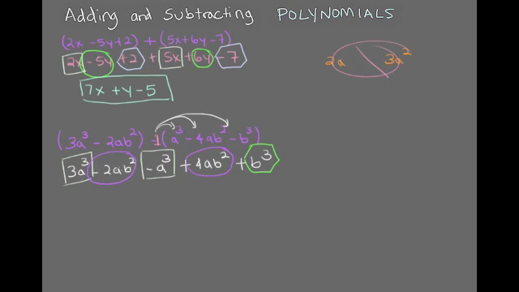So 3a cubed minus a cubed is equal to 2a cubed. And then negative 2ab squared plus 4ab squared is positive 2ab squared. And then just b cubed plus b cubed. And that is how you add and subtract polynomials.